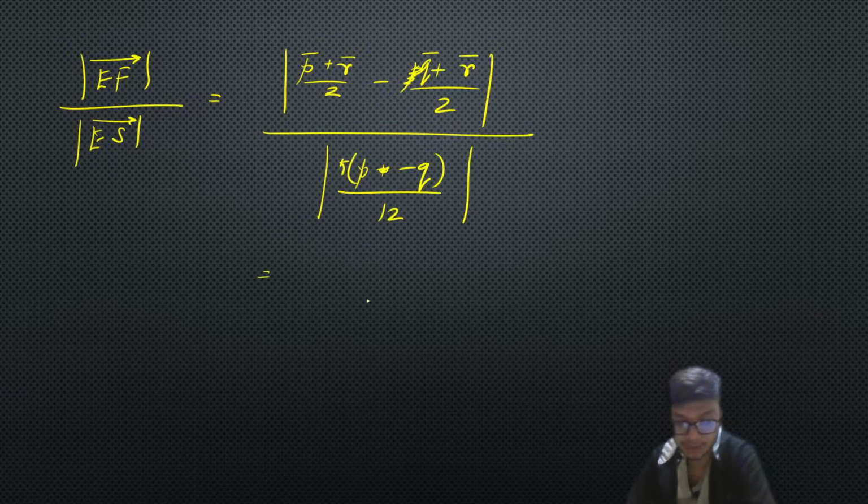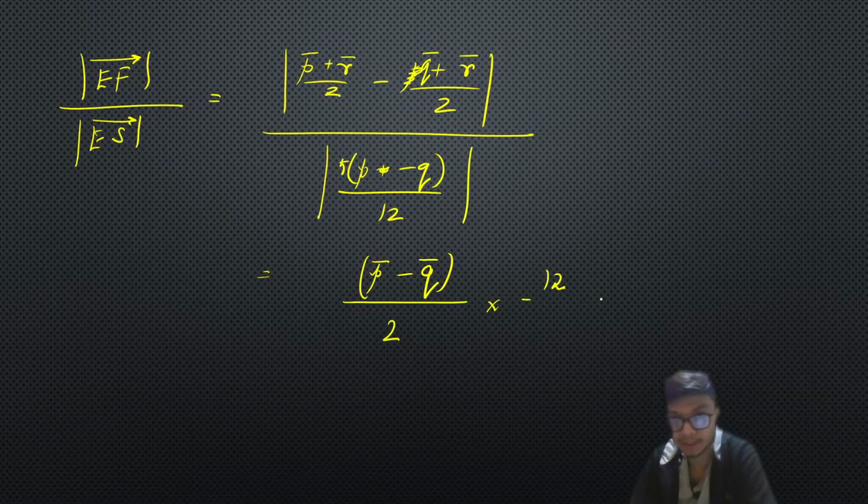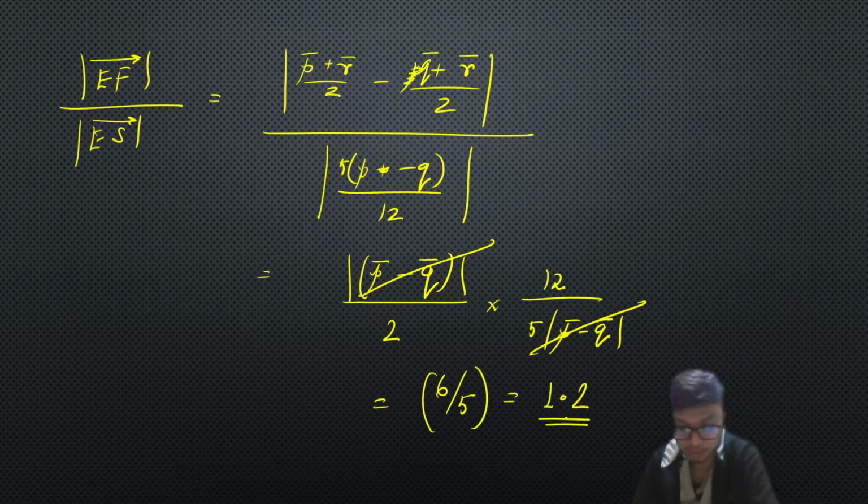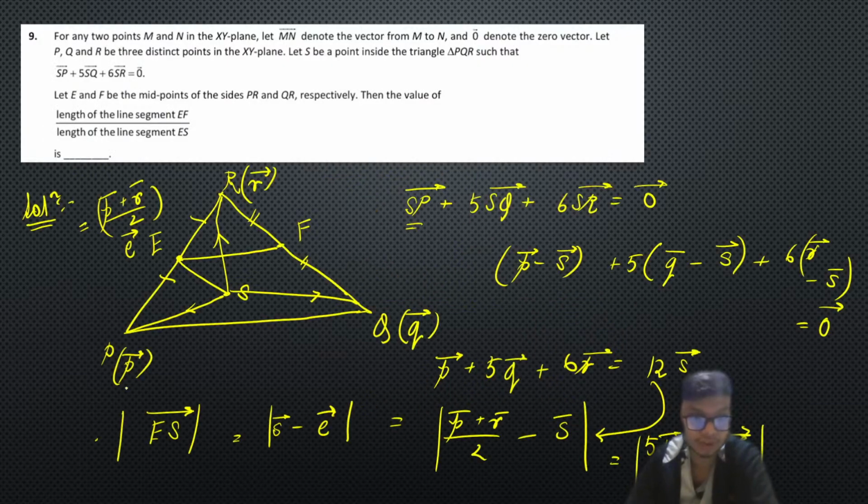If you simplify this out, it is going to be (p vector minus q vector) divided by 2, and then 12 by 5 times (p vector minus q vector). Don't forget to put the mod over there. So that is going to cancel out, and this is going to give you the result as 6 upon 5, which is nothing but 1.2. Therefore, the correct answer to this question is 1.20. So that's the answer for this particular problem.